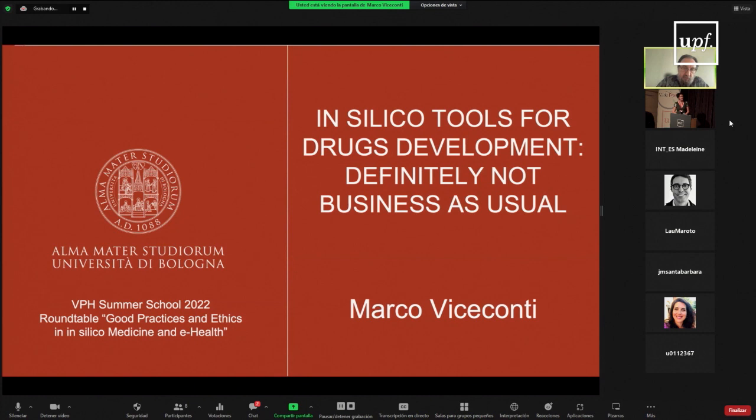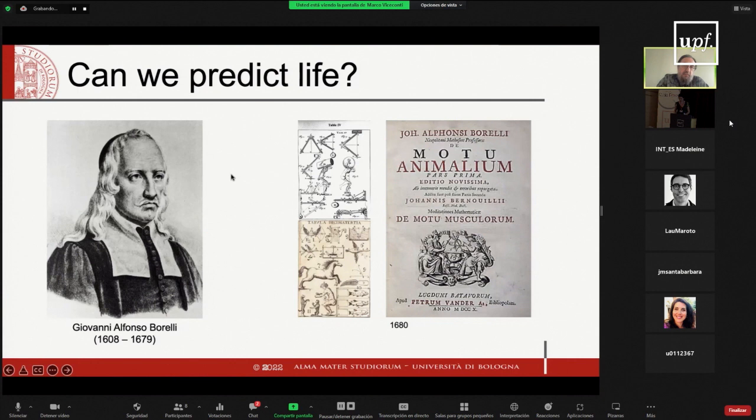So the fundamental question is, can we predict life? Can we use a computer model, a mathematical model, to predict what is happening around the health of an individual? If you ask someone like Giovanni Borelli, who was one of the founders of what today we would call biomechanics, his answer would probably be yes, because at that time it was quite natural to investigate the human body with whatever laws of physics were available at that time.